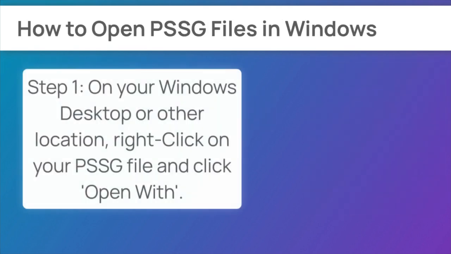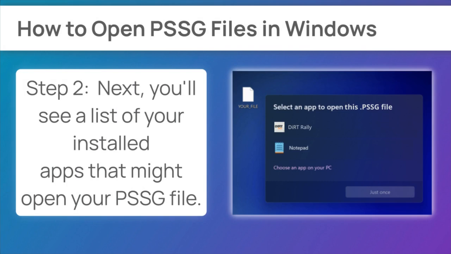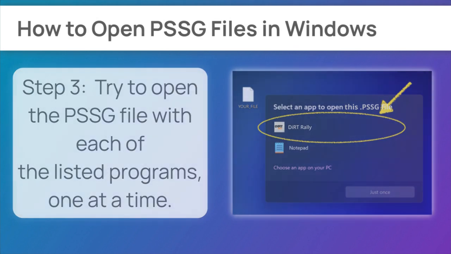The solution usually starts here. Right-click the PSSG file and select Open With. Try DiRT Rally as your first attempt. If you don't see it, choose another application. Keep testing until the file cooperates.